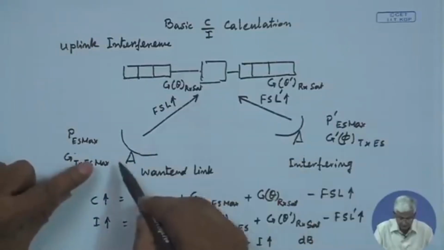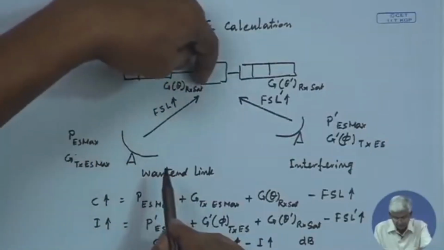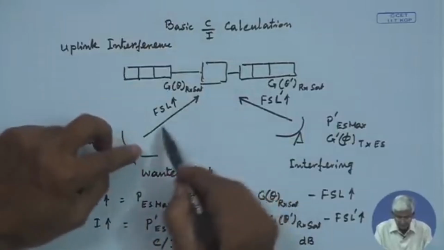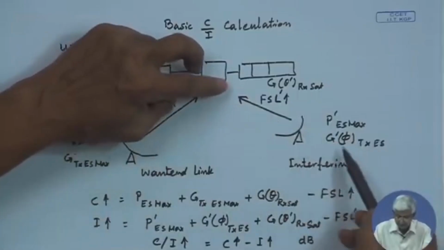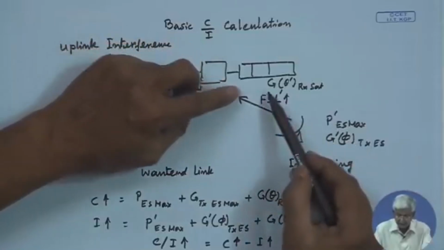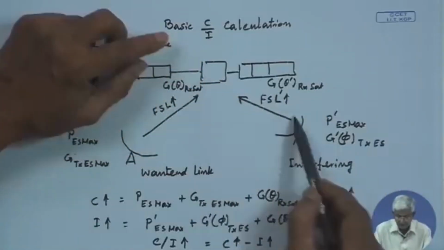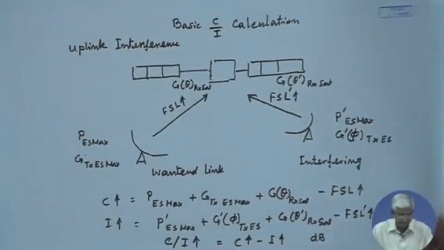So, it is easy to calculate. C you calculate separately: it is power and gain and the receive antenna gain of the satellite minus the free space loss or path loss. And the interfering station power you calculate, which is the interfering power. So, it is P dash, G dash and G theta dash from the satellite and free space loss dash from the satellite, ratio of that, or in dB subtraction of that. Similarly, downlink interference can be calculated. So, downlink interference, maybe from a nearby satellite.